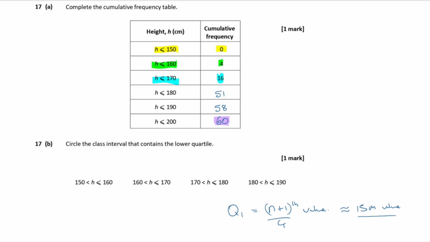So where's 15? Where's the 15th value then? Well, the first 16 are in here, aren't they? Okay, so the 15th value is going to be in that group there. So it's going to be in the 160 to 170 group, isn't it? It's going to be in that group.